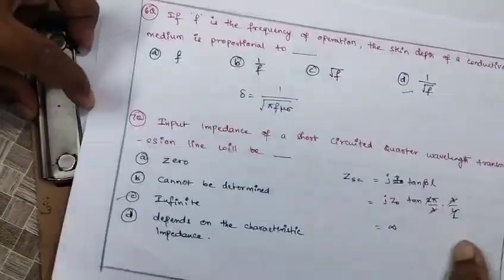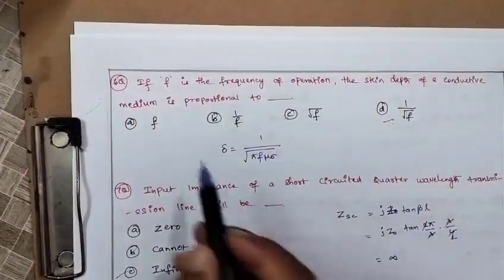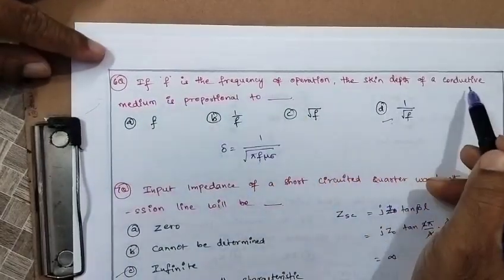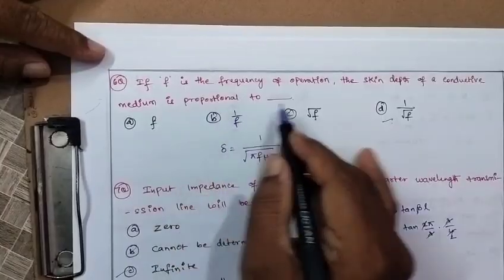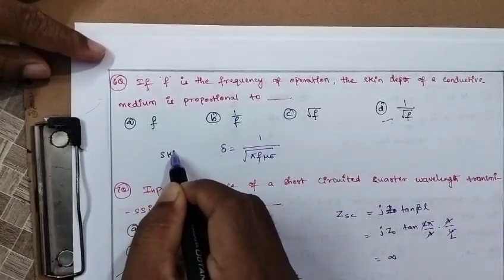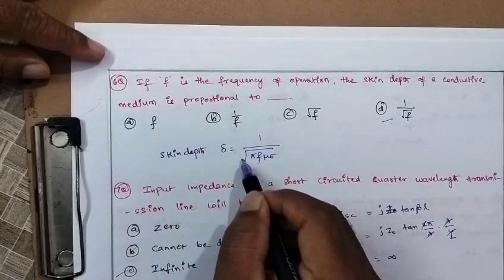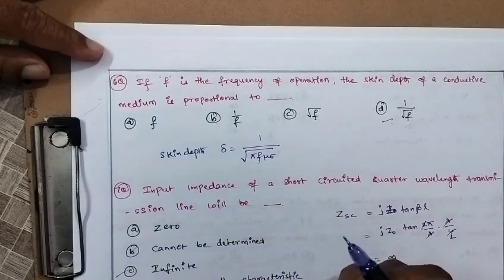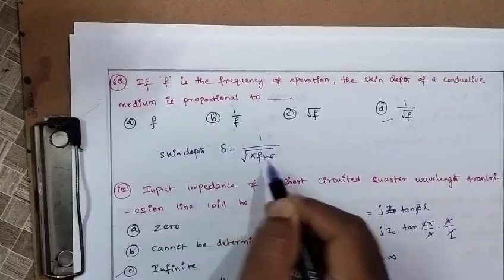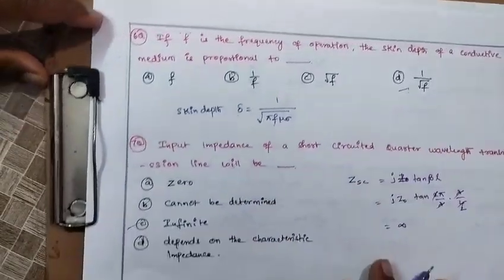The next question is, if f is the frequency of operation, the skin depth of the conducting medium is proportional to dash. What is the skin depth formula? Delta is equal to 1 by under root pi f mu sigma. So the skin depth is inversely proportional to under root of frequency. So option D is the correct option.